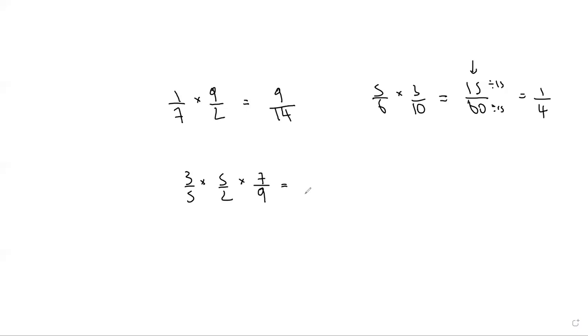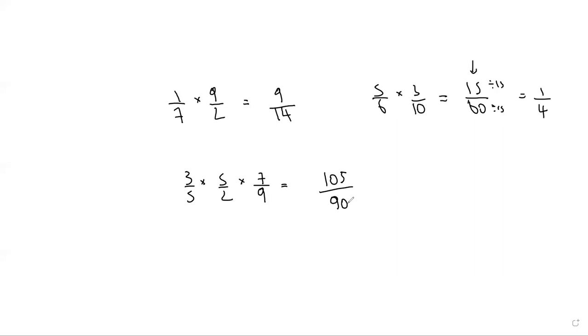Okay, so in this case, as I mentioned, you could do cancellation. Most people don't end up doing it. Why don't we do it both ways, just so everyone's happy. So on the top, 3 times 5 times 7. I have my calculator. 3 times 5 times 7. Yes, 105. And on the bottom, 5 times 2 is 10, times 9, so that should be 90.